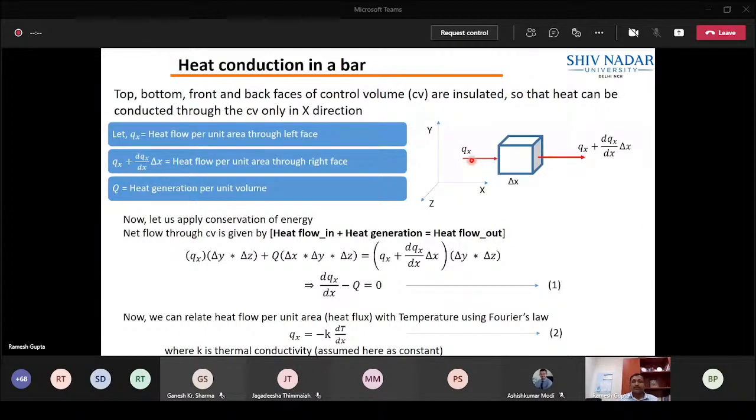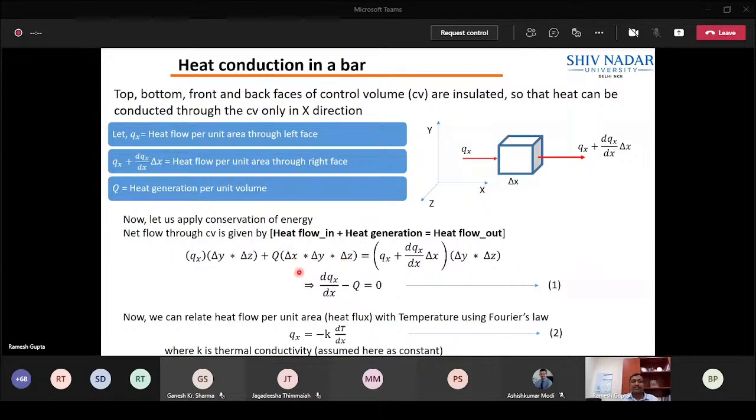Now, it is basically like a force balance. Very simple to say: the sum of the forces in the x direction is equal to 0. In the same way, you have the analogous quantities in terms of the heat flow per unit area. If you multiply by the cross-sectional area, that gives the heat flow along the surface it is acting on, let's say dy and dz.